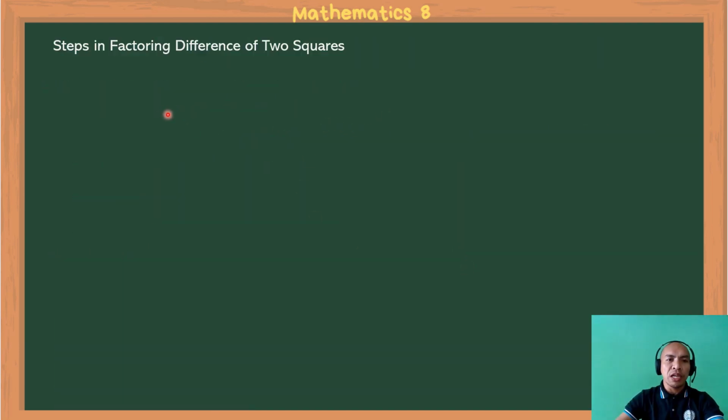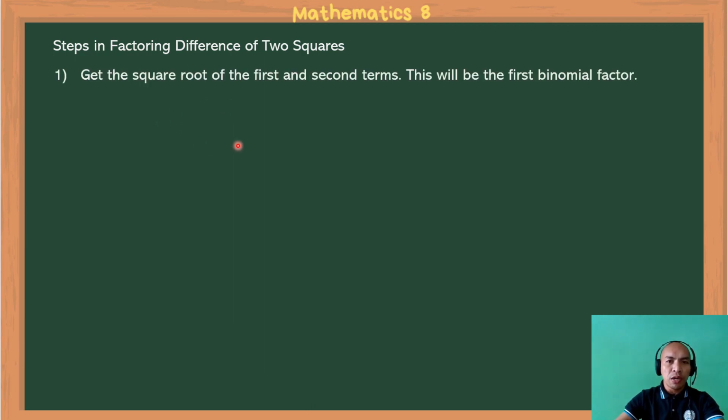So what are the steps in factoring the difference of two squares? First, you will get the square root of the first and the second term. This will be the first binomial factor. Secondly, you just copy the factor, but you have to change the operation.